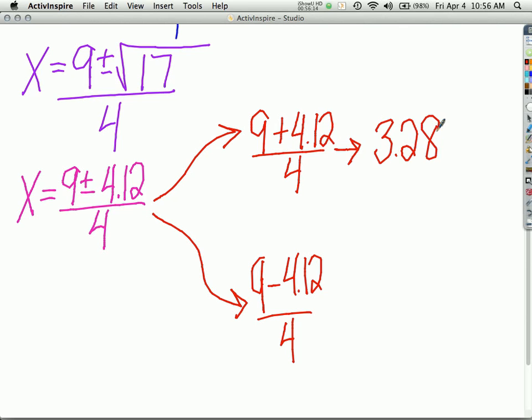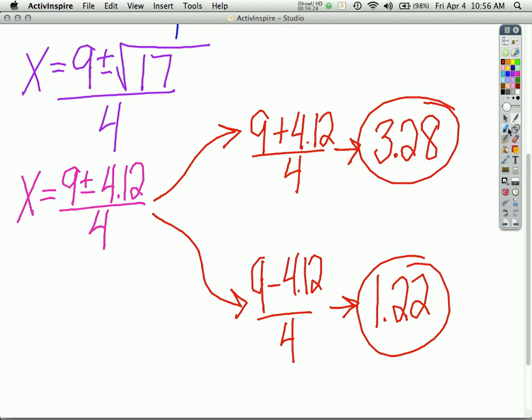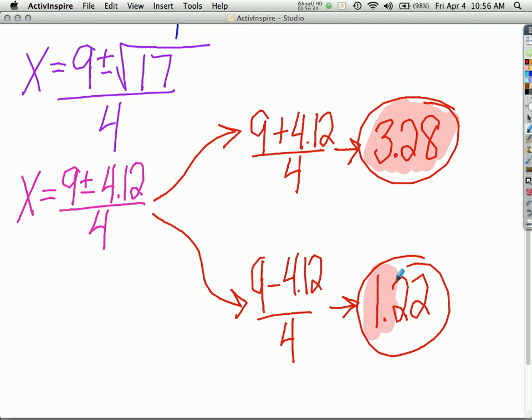So that's one solution. And what about the second one, Danielle? Comes out to 1.22. These are the two solutions to the equation. Anyone have any comments, questions, or concerns about how we did that?